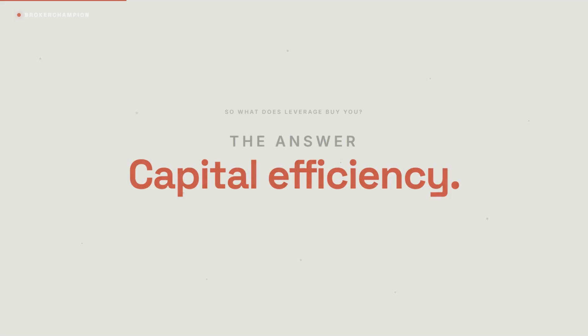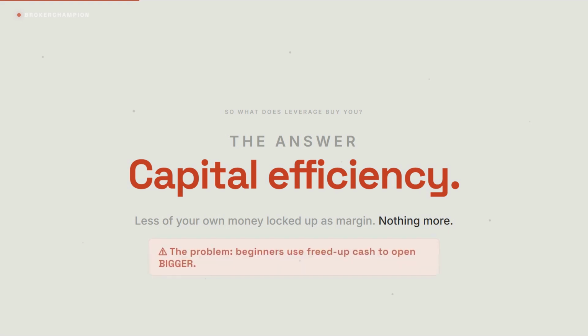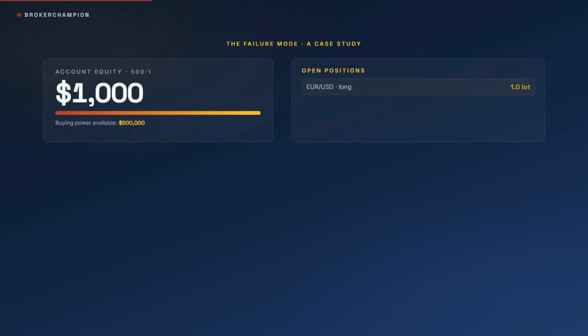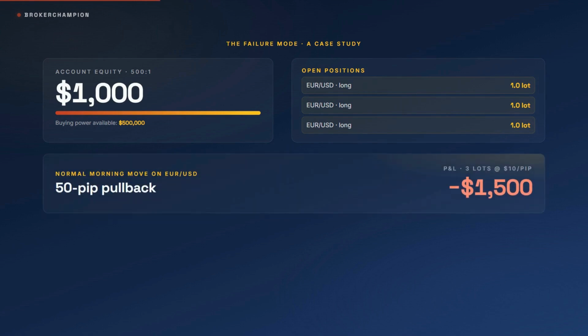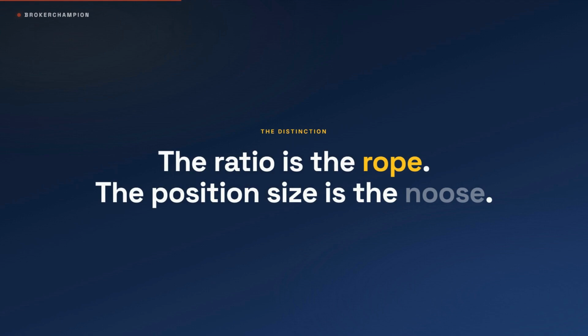So if the profit potential is the same in every row, what does the extra leverage actually buy you? Capital efficiency, nothing more. You open the same trade with less of your own money locked up as margin. The problem is what beginners do with that freed up cash. They open bigger. Here's the failure mode. A trader on a $1,000 account at 500 to 1 realizes they can afford 3 full lots of margin, so they open 3 lots. Now a normal 50 pip pullback, the kind EUR/USD does before breakfast, is a $1,500 loss on a $1,000 account. They are not blown up by the leverage ratio. They are blown up by using the leverage as permission to oversize. The ratio is the rope, the position size is the noose.